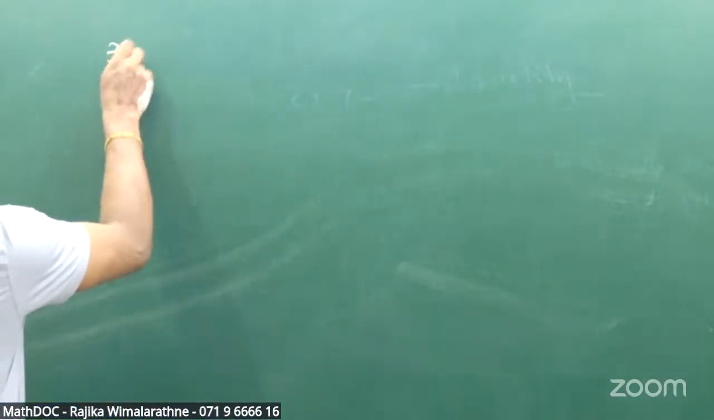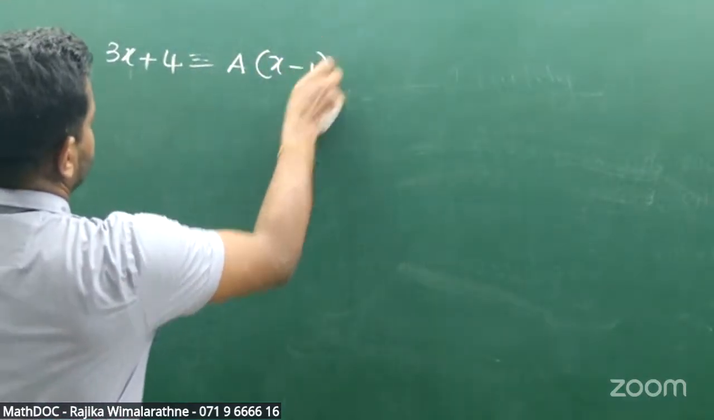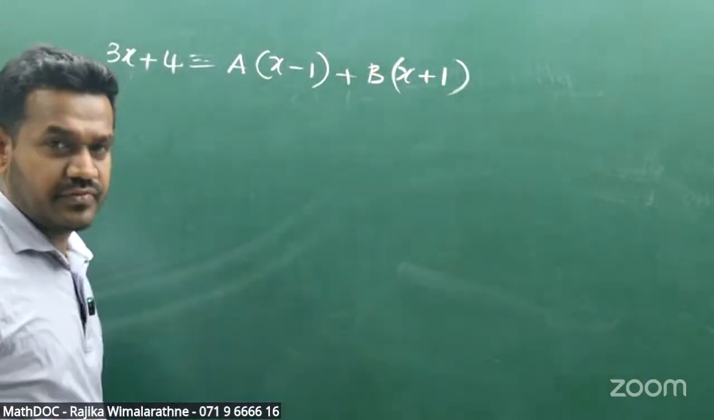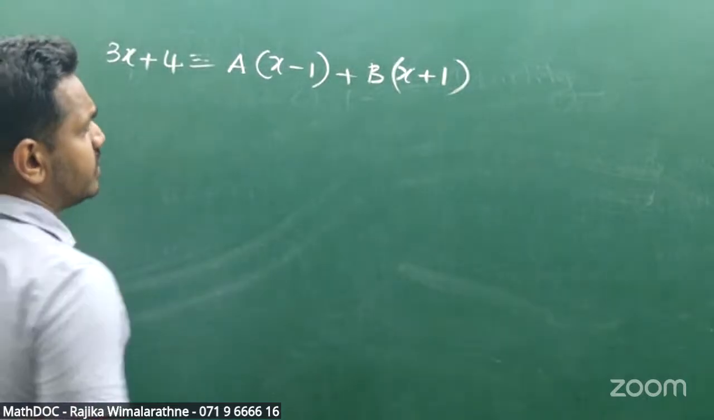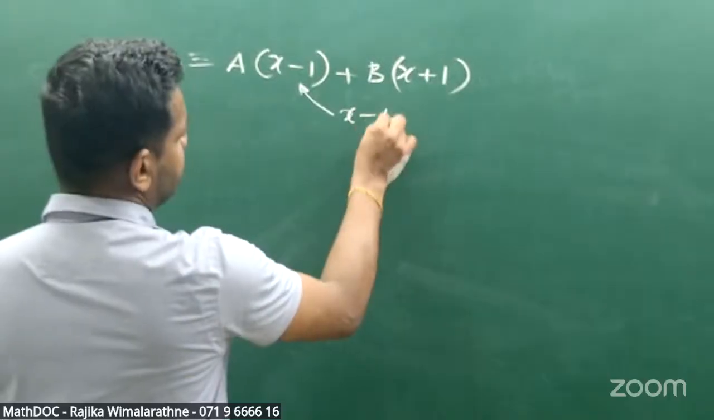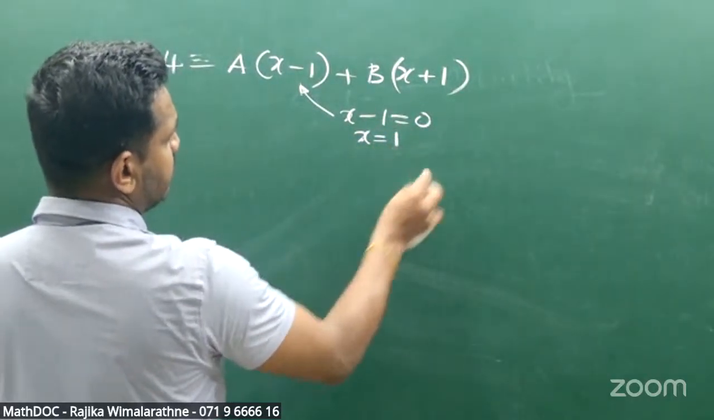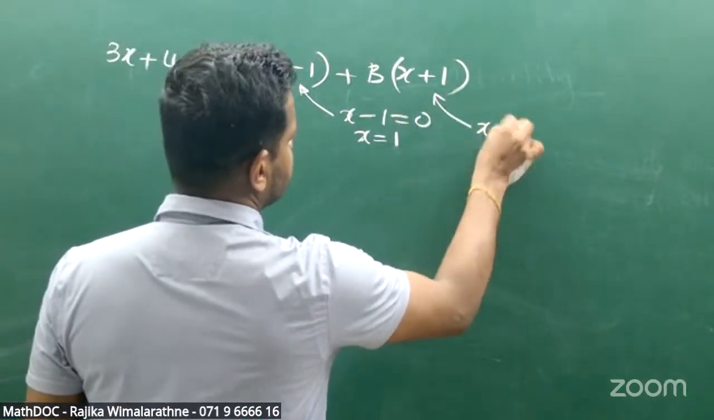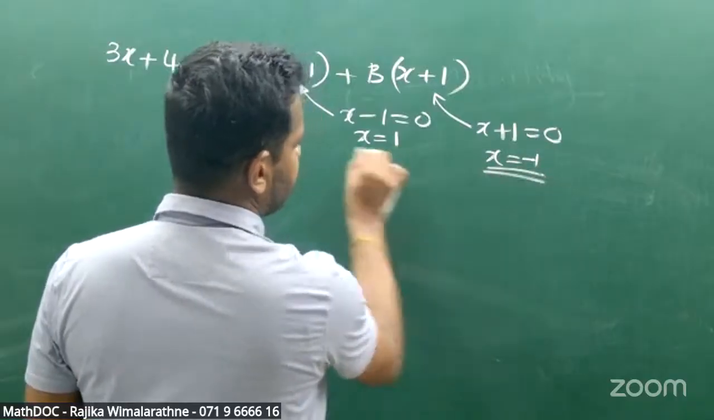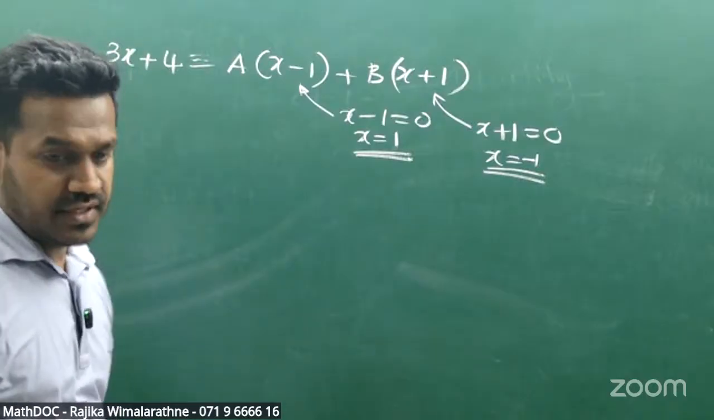Consider 3x plus 4 identical to a times (x minus 1) plus b times (x plus 1). This type of identity. Now you see here this factor x minus 1, equal to 0, gives x equal 1. Take x plus 1, take the factor zero value, x equal minus 1. These are the best values to substitute.